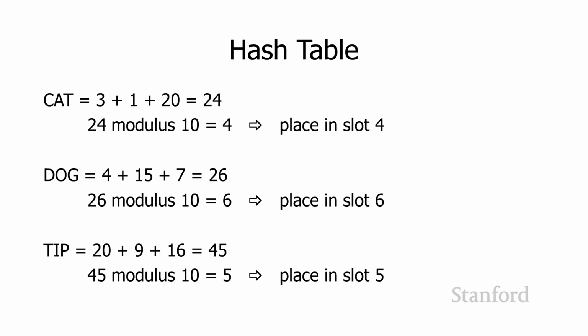Tip: these are just 3-letter words, but you can use whatever length word you want. That'll get you larger and larger numbers, potentially. But since we're always modulusing by 10, it doesn't really matter. We're always going to end up with a number between 0 and 9 after we've completed that modulus. Okay, so tip. T is the 20th letter, I is the 9th letter, and P is the 16th letter. That gives me 45. Modulus 10, I'm going to put that in slot 5.